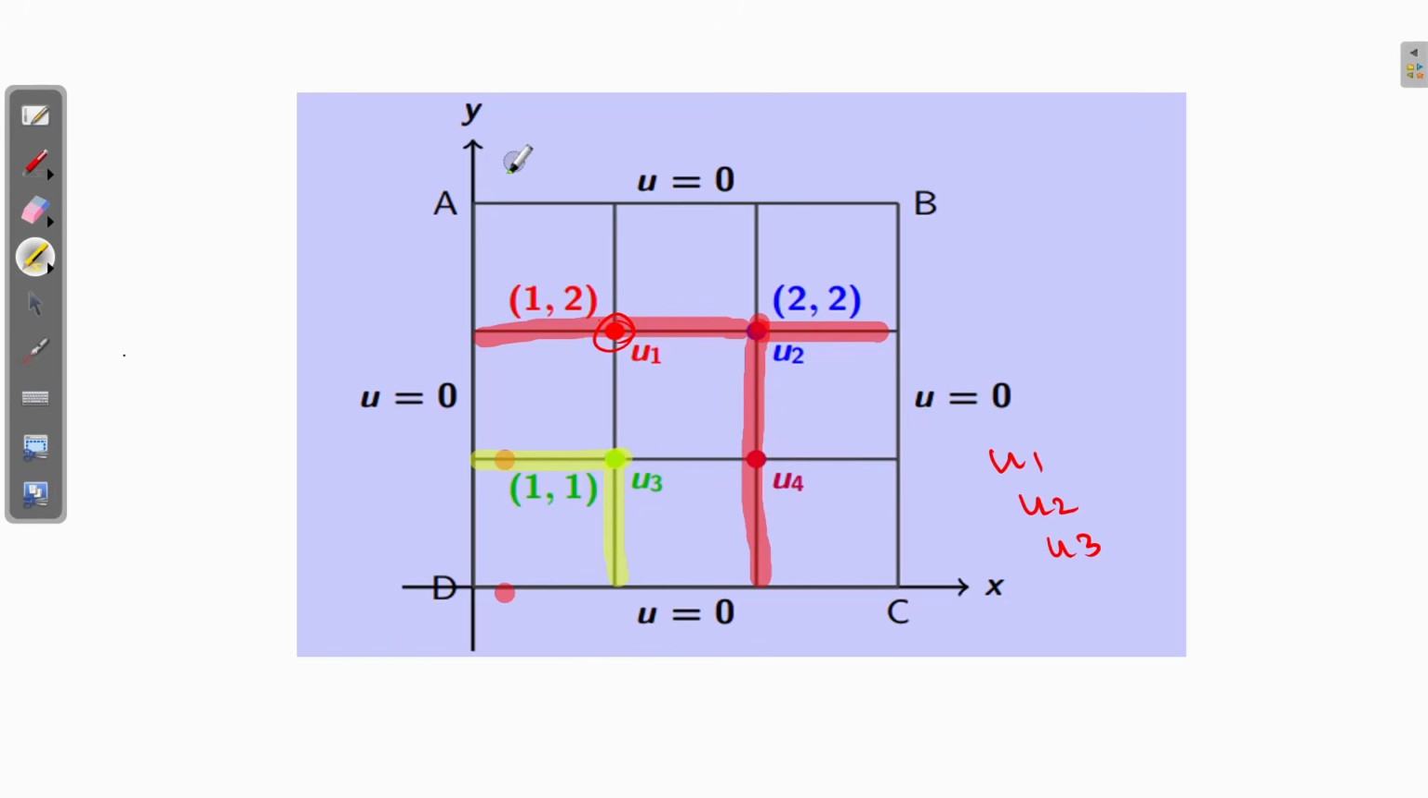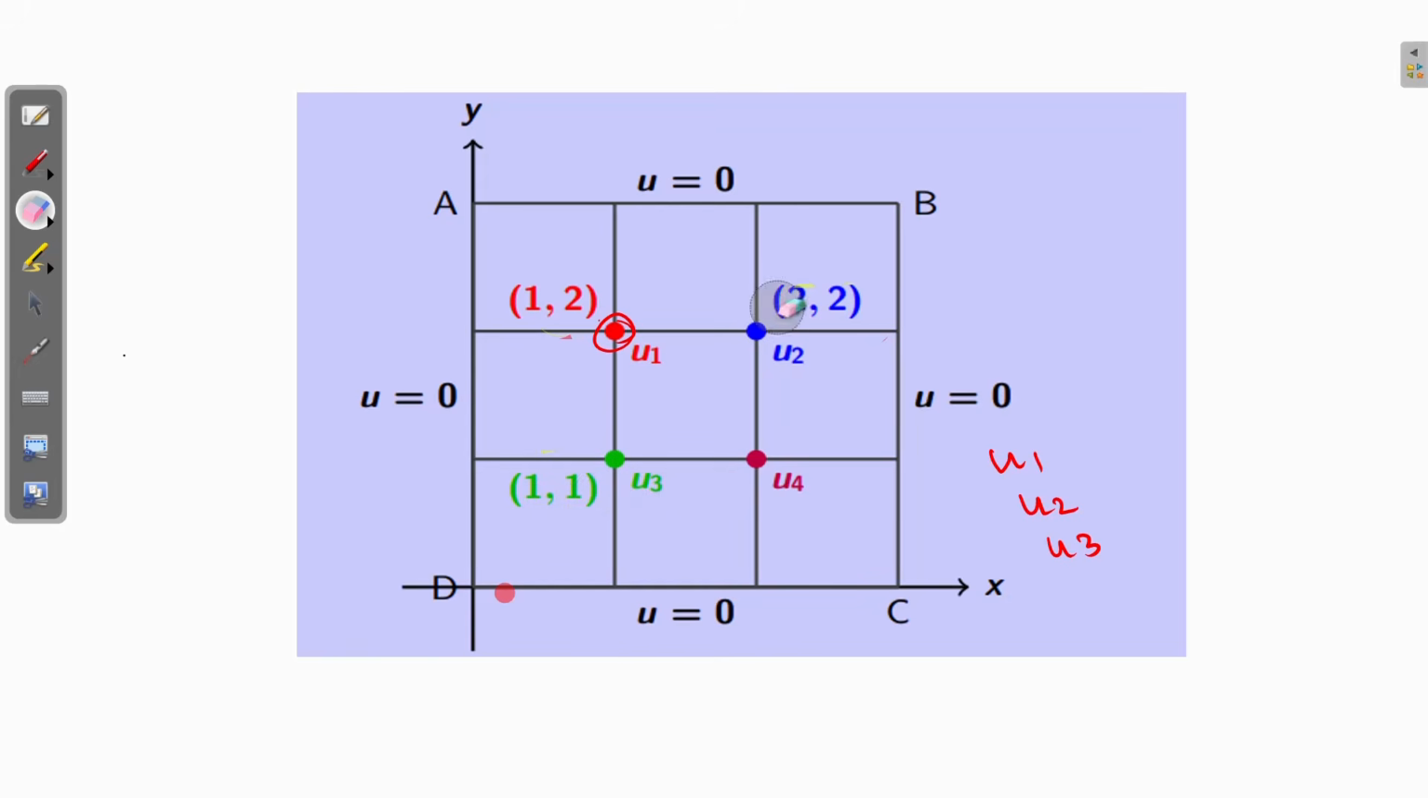So what are we going to do now? We will replace x by i as 1, j as 2 while solving for U1. Similarly, while solving for U2, i is 2, j is 2. Similarly, while solving for U3, we will substitute i as 1 and j as 1. Clear? Right. Now, come to that point.